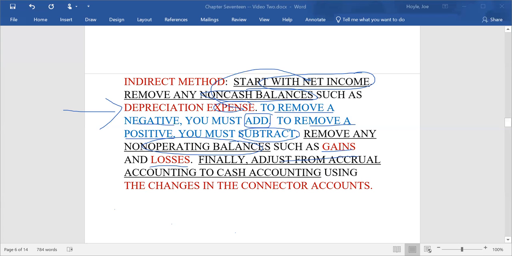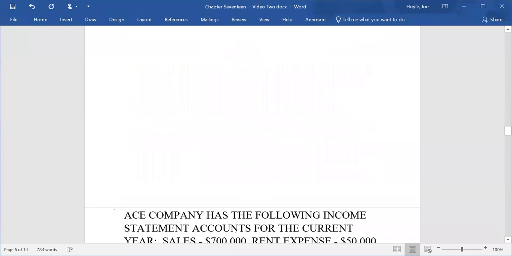And then we will do the adjustments for all the accrual accounts. The steps remain the same as we've done before. They're just going to look different. So let's see if we can take an example and make it work.